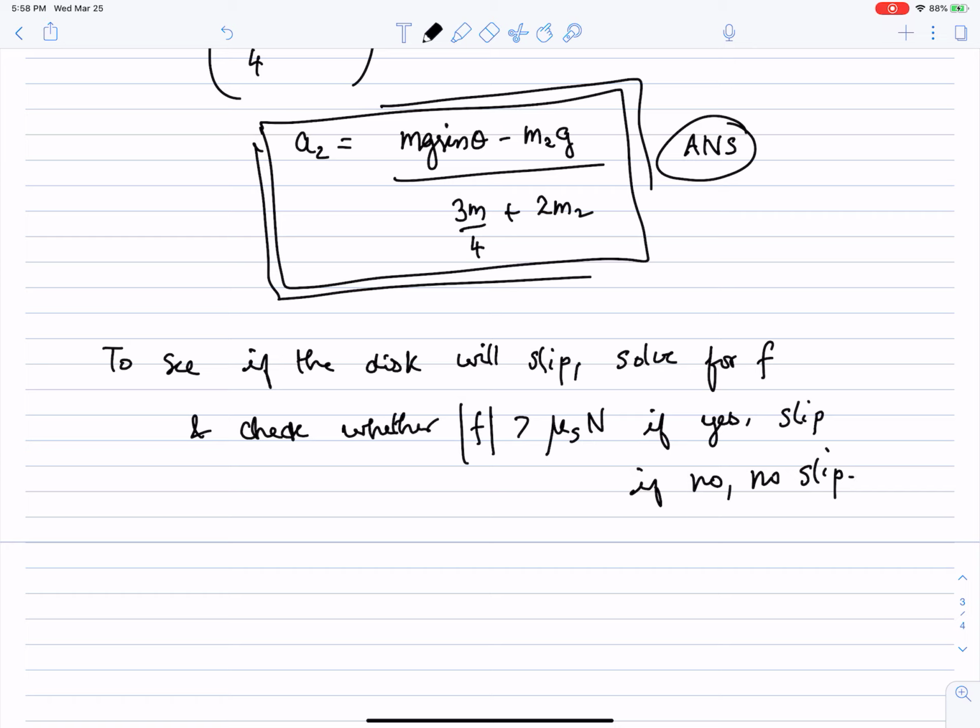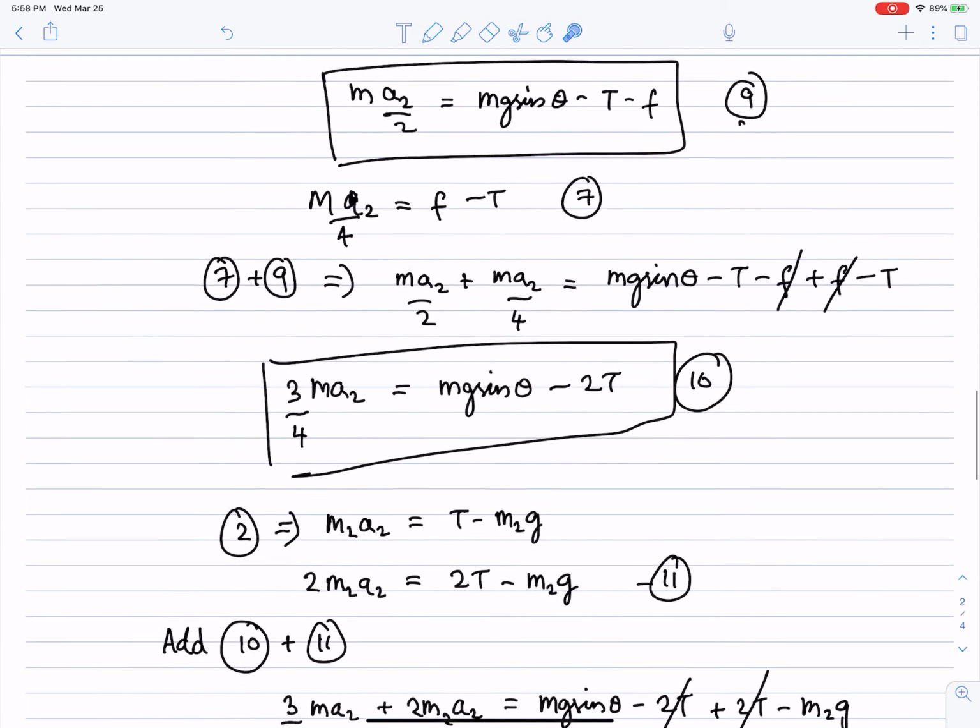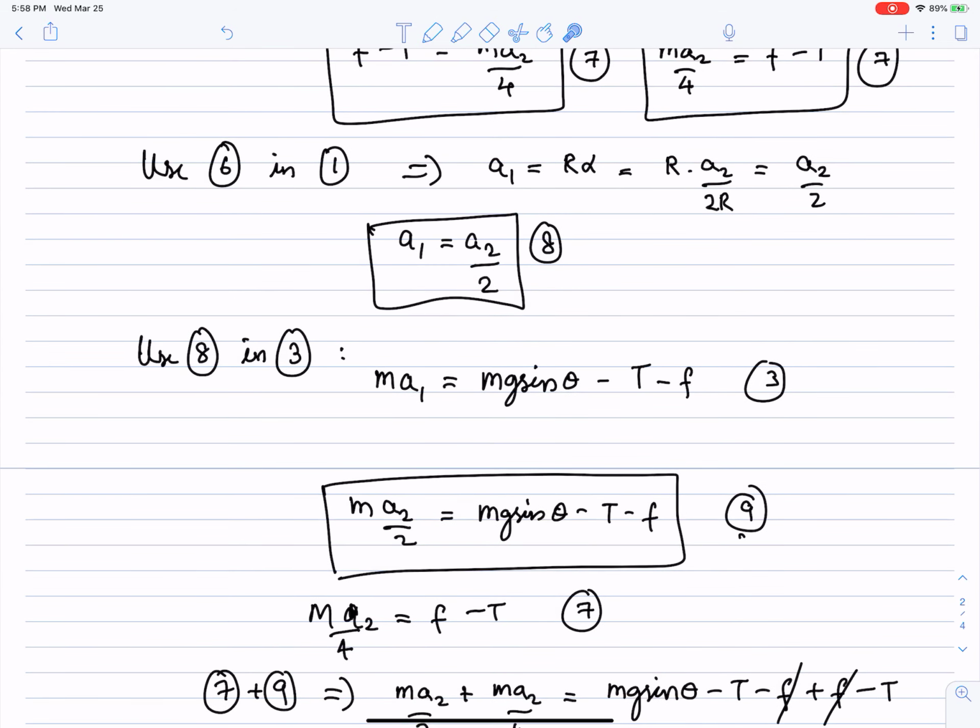This is not relevant to this particular problem because we've told you that it's not slipping. But if you're asked, hey, we are applying these forces, is the object going to slip? What you would need to do is assume that it will not slip, then set up all these equations, solve for F, the friction force, and then check whether it is greater than or less than the maximum static friction. So that's how you would check whether the disk will slip. But in this particular case, we've just given you that the disk does not slip. Okay, so that's it for this problem.